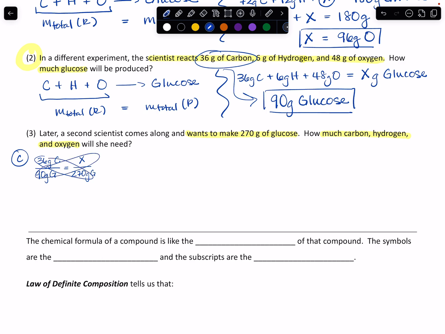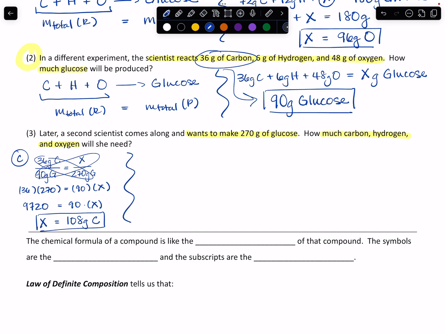So I'm going to cross multiply these two. That means I'm going to have 36 times 270 equal to 90 times x. If I multiply 36 and 270, I'm going to end up with 9,720 equals 90 times x. And then when I divide by 90, I find that if I have 270 grams of glucose that I'm trying to make, I'm going to need 108 grams of carbon for that to work.